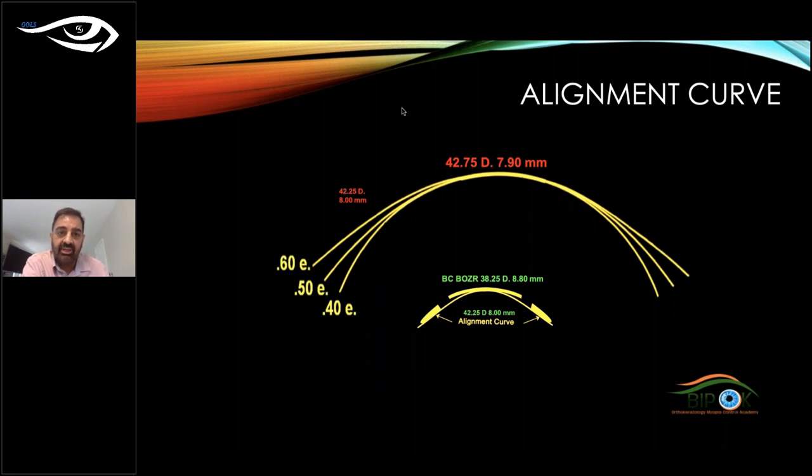So the alignment curve here, if you can see, is what we've got: the base curve is 42.75, the flat K. We've then gone on and calculated it to 8.80, the base curve required for the target. But now we need the alignment curve to fit the lens. So here we've gone by half, as the E value is 0.50 in the earlier table I showed you. So that's where we got that figure from. This is what is important. A lot of people don't realize where that figure comes from.